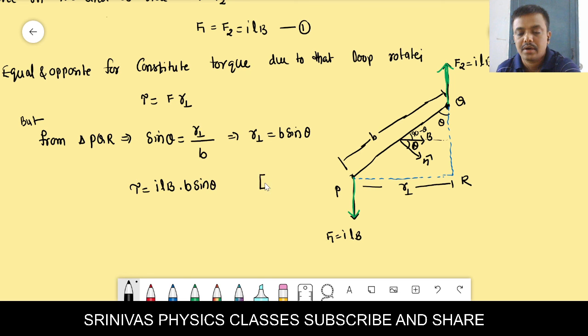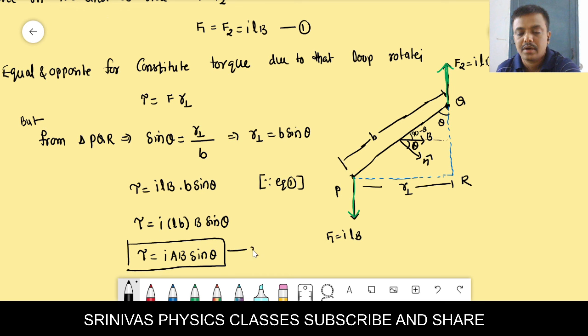This I am writing from equation 1 also. From equation 1, the force formula, I am writing ILB, and R perpendicular, the perpendicular distance to the forces, is b sin theta. Then I into length into breadth into B sin theta. Capital B is the magnetic induction, small b is the breadth, and l into b is the area, so we write IAB sin theta. This is the formula for the torque on a current loop in the magnetic field.